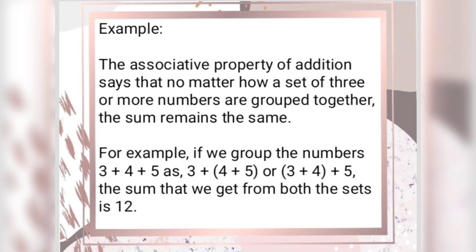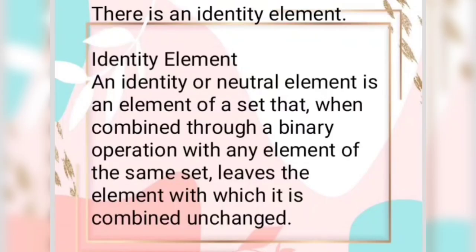For example, if we group the numbers 3 plus 4 plus 5 as 3 plus open parenthesis 4 plus 5 close parenthesis, or open parenthesis 3 plus 4 close parenthesis plus 5, the sum that we get from both the sets is 12.